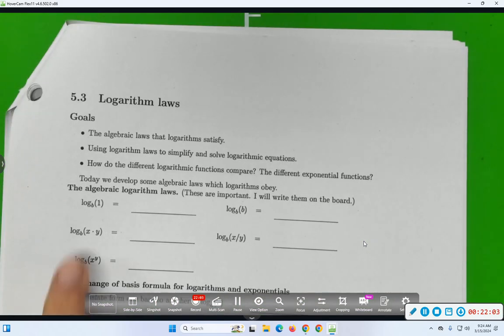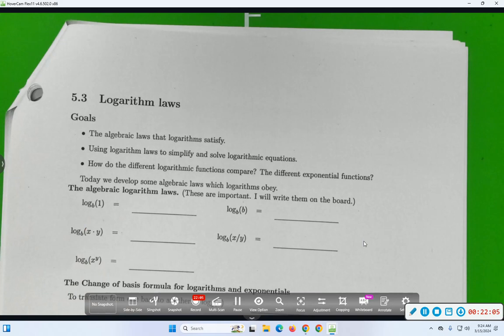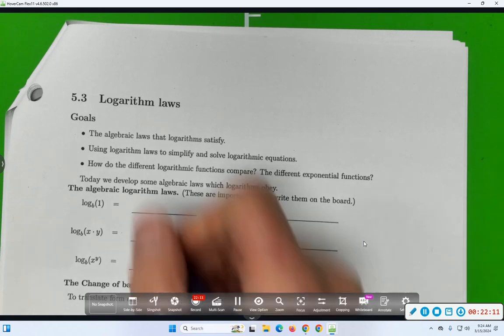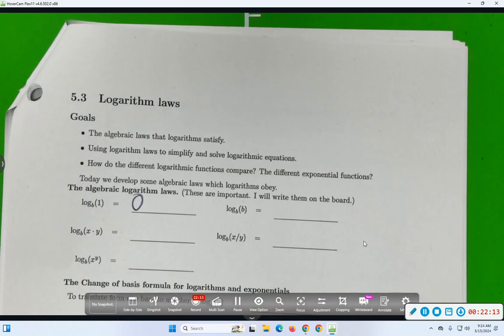So let's try to walk out some of them. And some of them you already know. What's the log base b of 1? 1. Nope. No, 0. What's the log base b of b? 1.